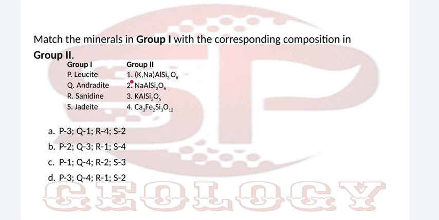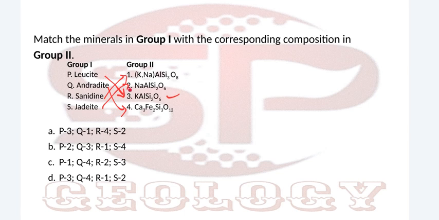So group 1, you have to match for the composition. The leucite has composition KAlSi2O6. Then andradite, it is a garnet, so it will have silicon oxidation 1:4. So it will be Ca3Fe2Si3O12 garnet. Sanidine, it is orthoclase, then it is KAlSi3O8. Then jadeite, it is alkali pyroxene, NaAlSi2O6. So leucite, your KAlSi2O6.